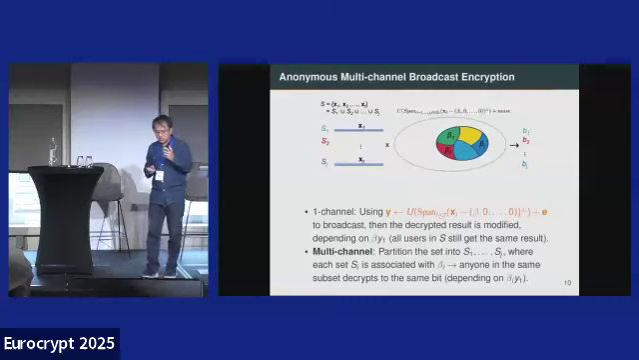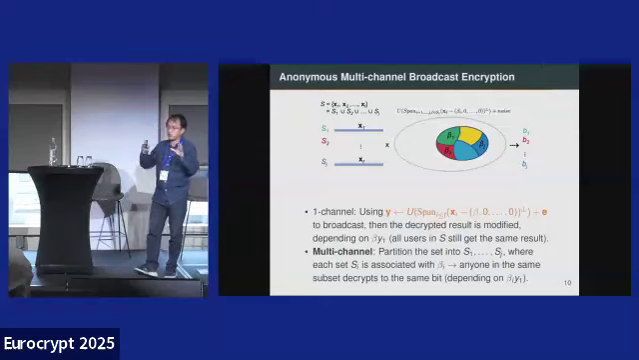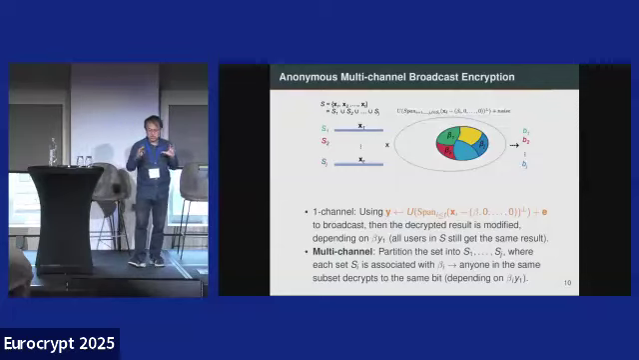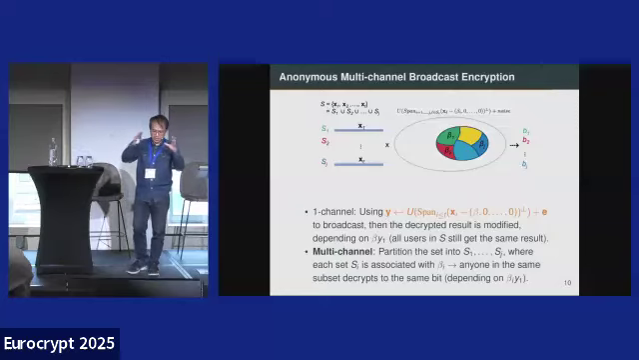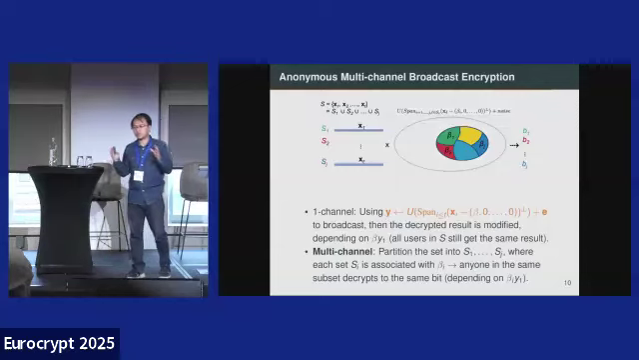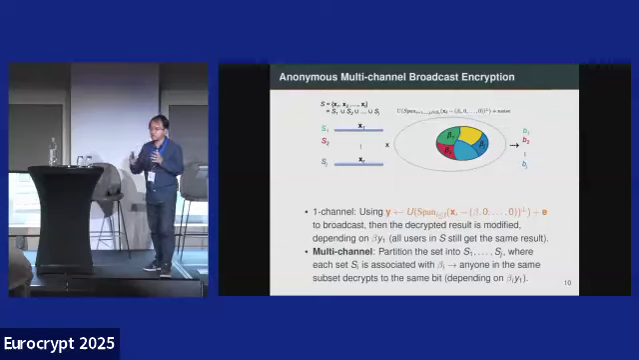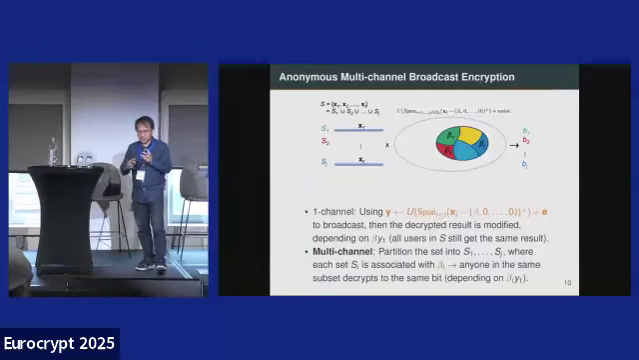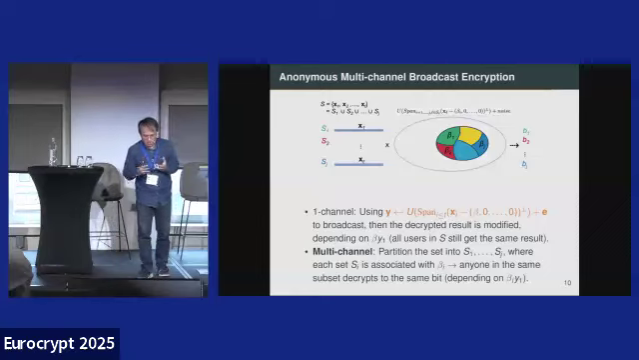This means that everyone in the target set still decrypts to the same thing, and anyone else decrypts to random things. So for the multi-channel, we can partition the target set S into many subsets S1, S2, ..., Sj, and for each subset Si, we associate a different beta i. At the end, everyone in the same subset Si will decrypt to the same result. This is the underlying idea in our multi-channel broadcast encryption.